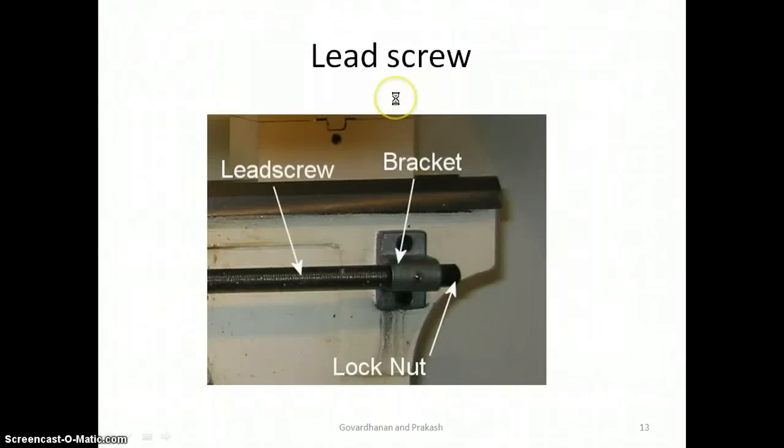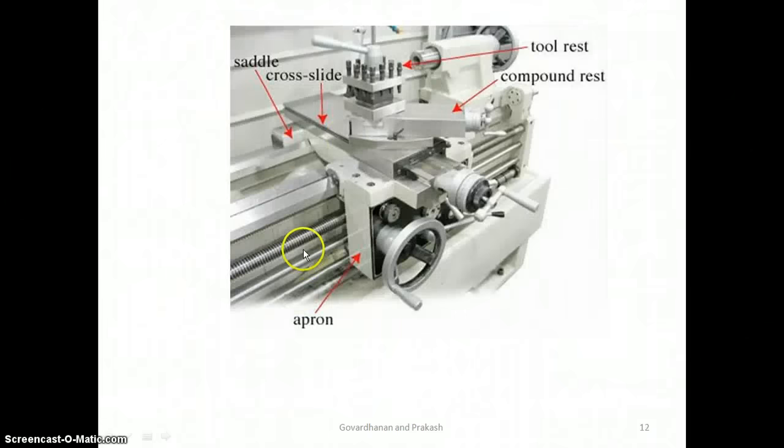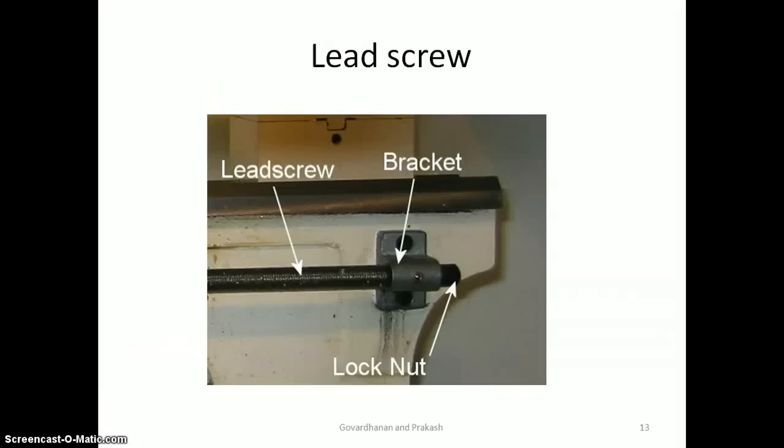Feed mechanism. The movement of tool relative to the workpiece is termed as feed. Three types of feed can be given to a lathe. They are longitudinal, cross, and angular feed.